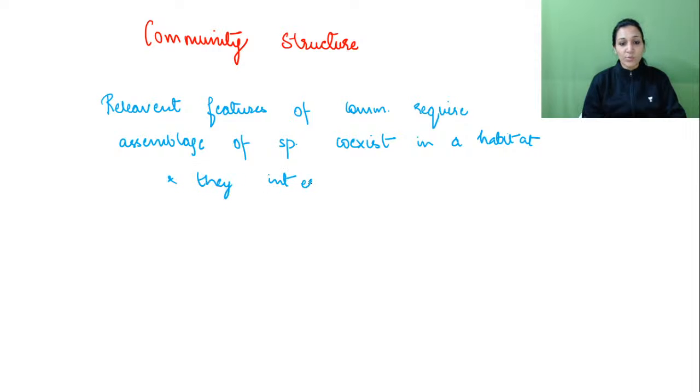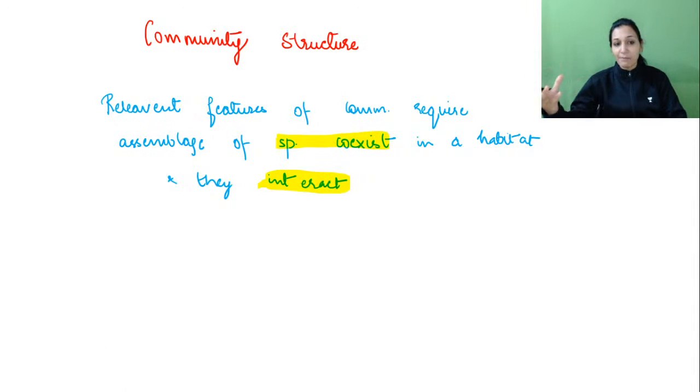So what are the words which you need to remember in this sentence? You need to remember species, coexist and interact. Only these words are going to give you the real meaning of a community structure. So we have understood what a community structure is in a simple manner.